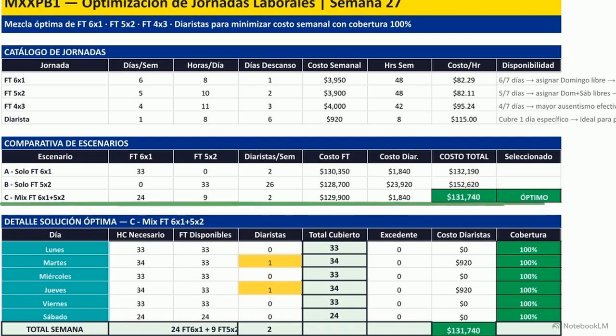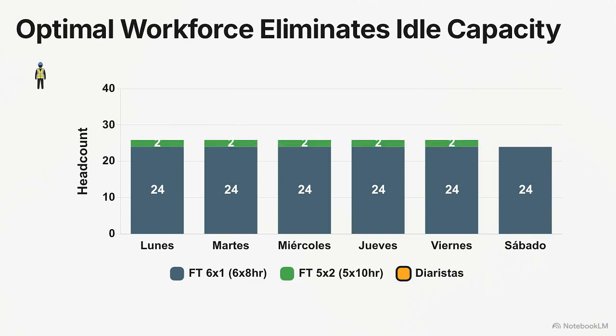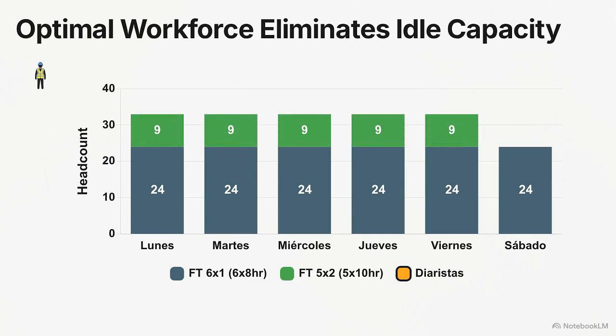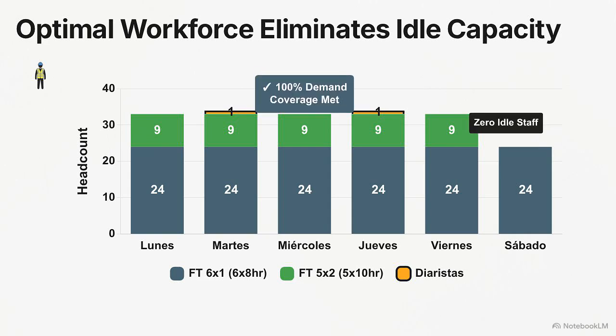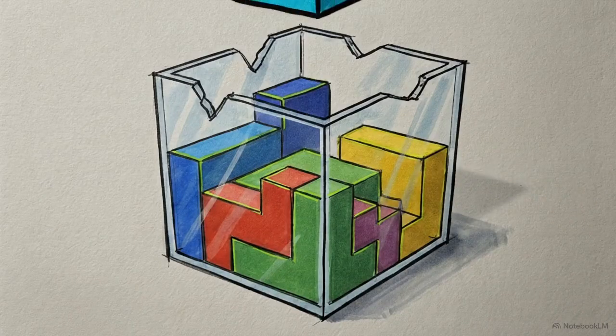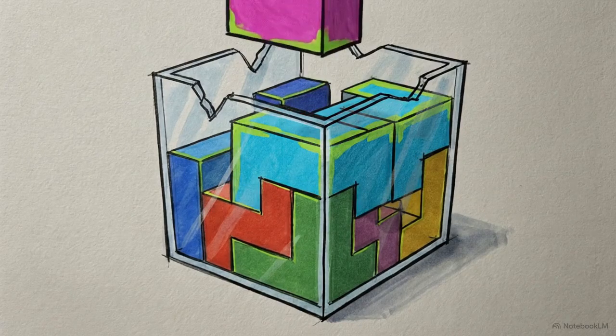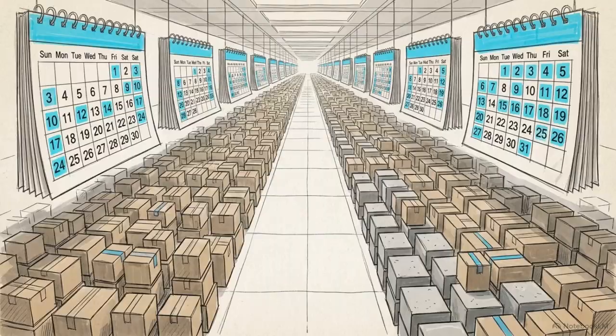The lowest cost is Scenario C, combining different full-time schedules to exactly match baseline demand. The core workforce is set at 24 employees working 6 days a week, plus 9 employees working 5 days a week. To handle the specific micro-peaks on Tuesday and Thursday, the algorithm deploys exactly 2 diaristas. The site covers 100% of the volume without carrying any dead weight into the weekend. Labor optimization functions like a geometry problem, mixing rigid contractual shapes to perfectly fill an uneven weekly container at the absolute lowest cost. That solves the problem for a single week.